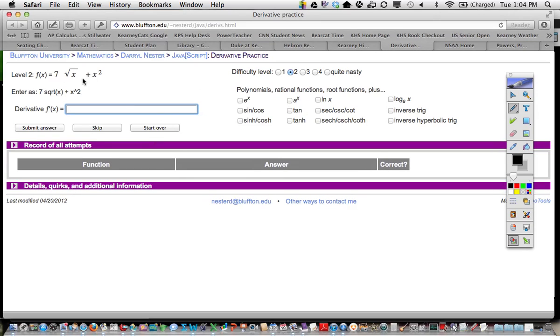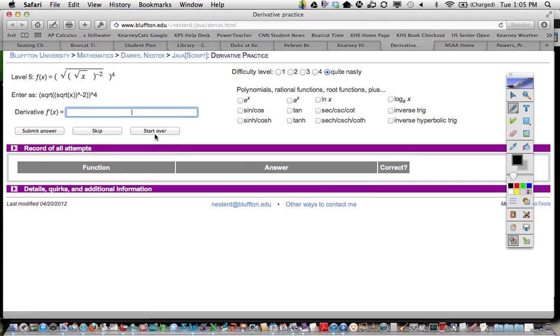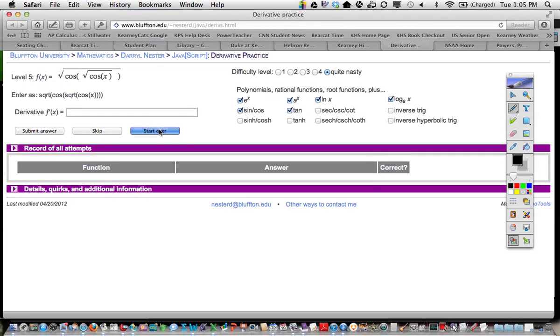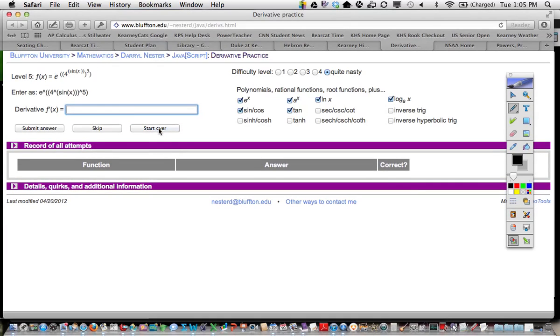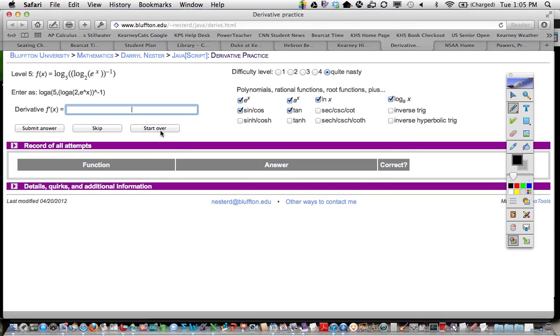Yeah, let's look at it. So anyway, and then you can play around with these. So quite nasty would be the square root of the square root of. Now, if you would include some of these other functions, like logs and every single one, now it won't actually include them all in every problem, but, you know, evidently, they've made up a database of these problems.